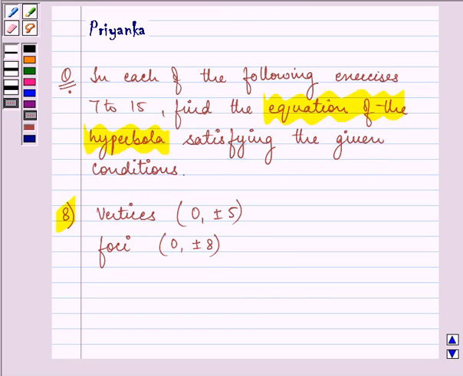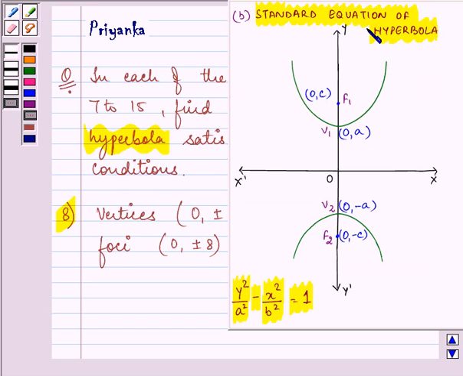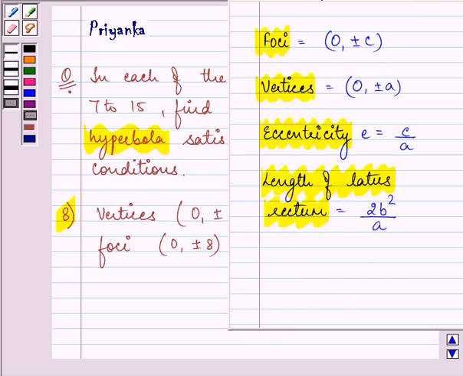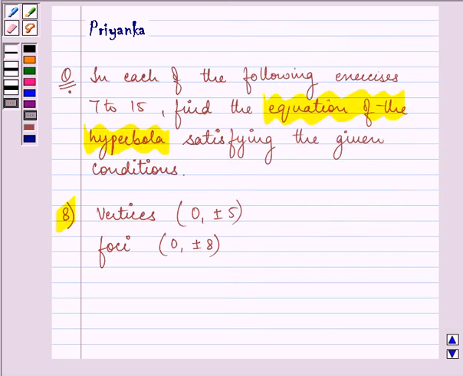Now we should be well versed with the standard equation of hyperbola when the foci lies on y-axis, and that is y square by a square minus x square by b square is equal to 1. So to find out the standard equation of the hyperbola, we should know the values of a and b. Also, since we know the foci and the vertices, that means the values of c and a, so we can easily find out the value of b with the known formula, that is b square is equal to c square minus a square. So let us proceed with the given solution.